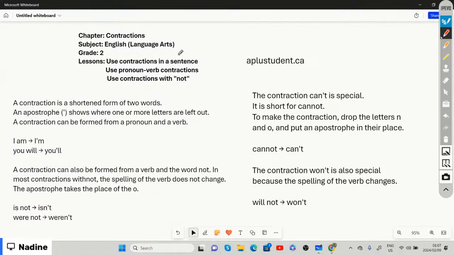A contraction is a shortened form of two words. So you have two words, and it is a shortened form, meaning that we put those two words together, as if we are creating one word. However, there are certain letters that we need to leave out, and whenever we leave those out, we need to put an apostrophe in their place.